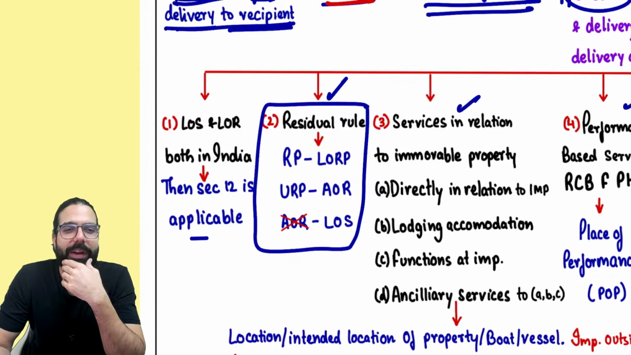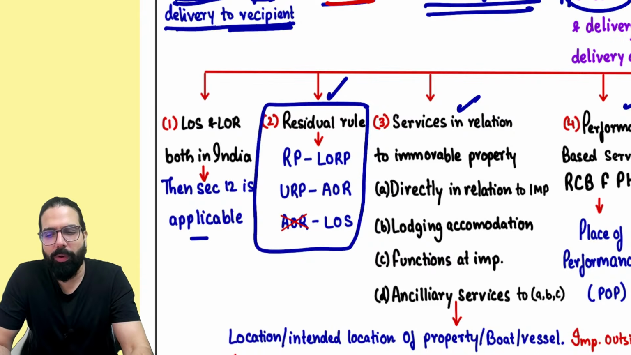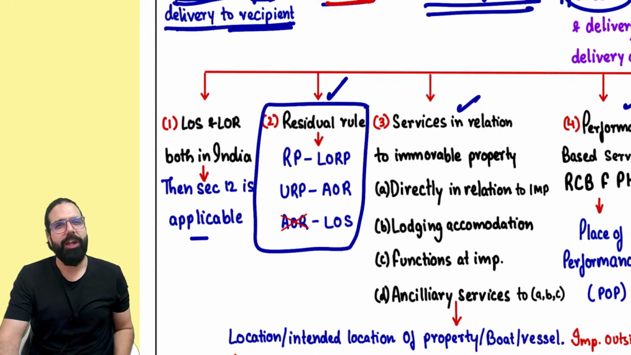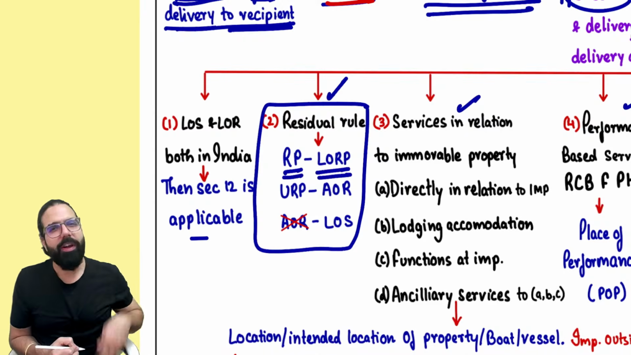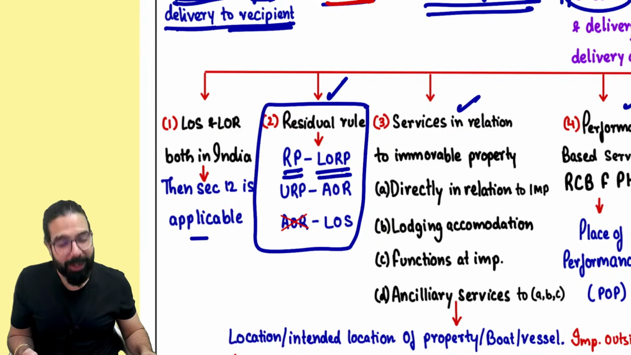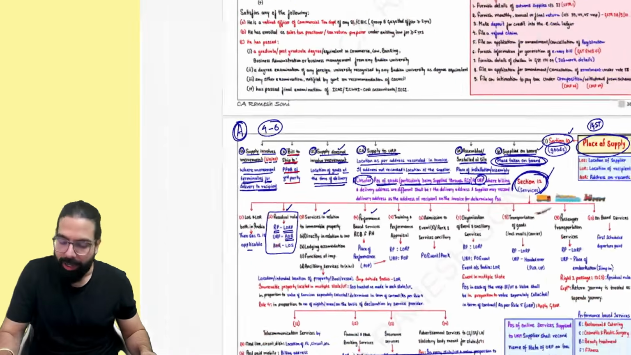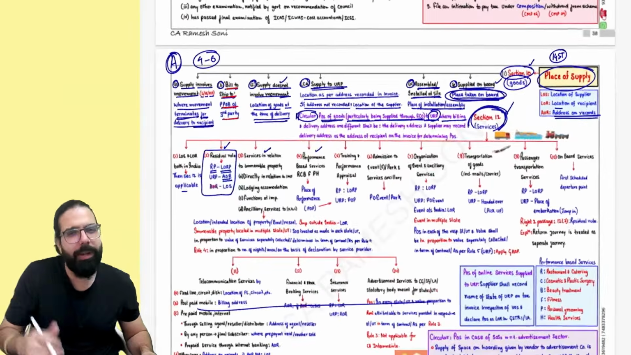For example, I went in and filed a return for a person who is in Delhi. Everyone, I want all of you to participate. I filed one return of a person who is sitting in Delhi. What is the place of supply? If he is a registered person, his location. Sir, the Delhi person is unregistered, but I have his address, which is a Delhi address. Then the place of supply is address on record. AOR means address on record, which is Delhi. The place of supply will be Delhi.